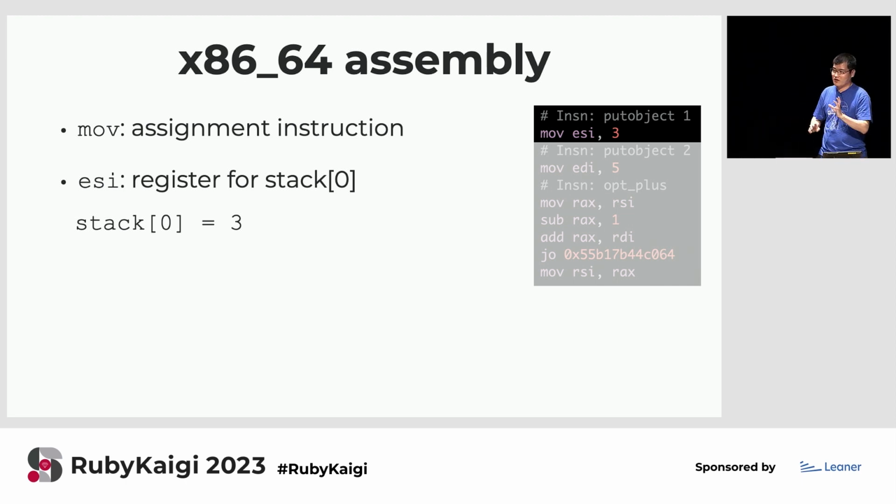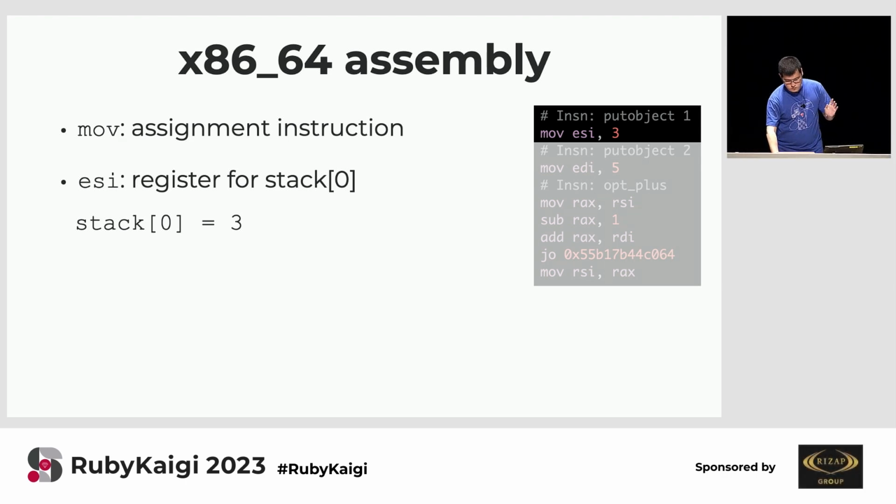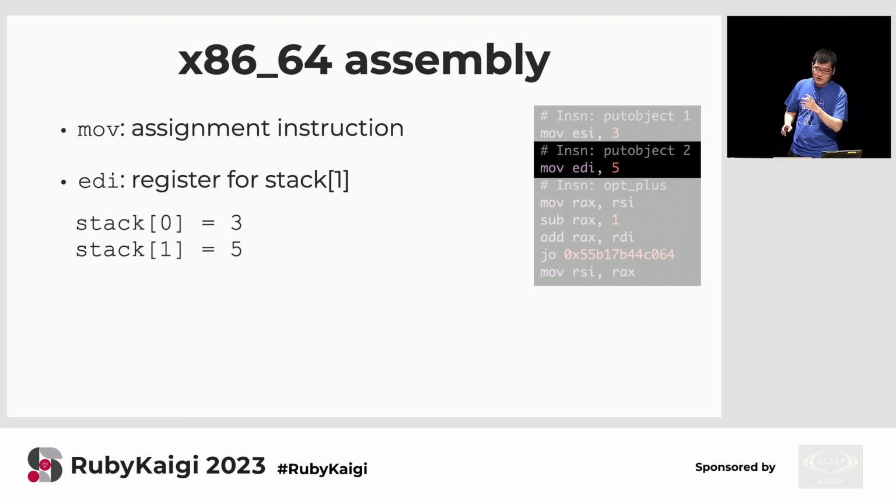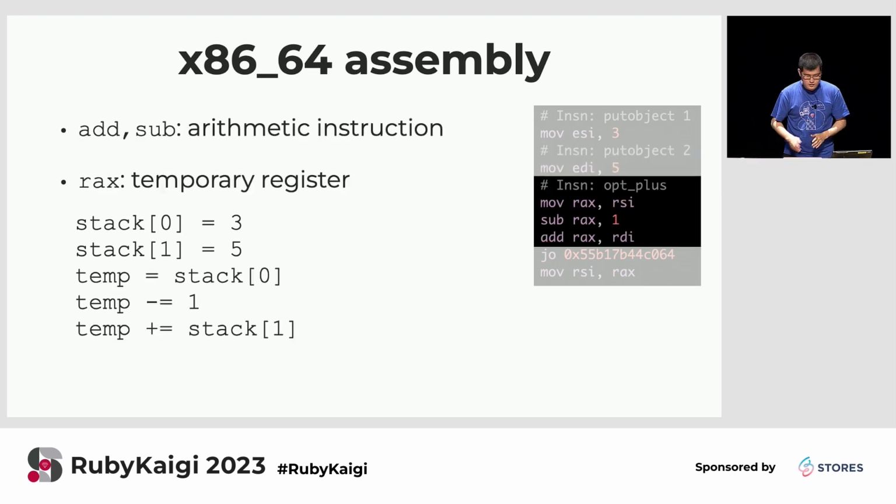So the fixnum, the integer 1, is shifted left by 1 and plus 1, so it's 3, which is why it's move ESI 3. And similarly, we have move EDI 5, and ESI and EDI are the registers for the stack. So we're just assigning the 3 and 5, which are objects 1 and 2, to the stack's first slot and second slot. And we also have another register, which is RAX.